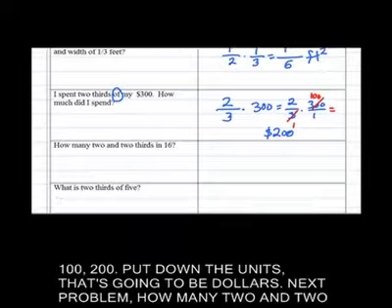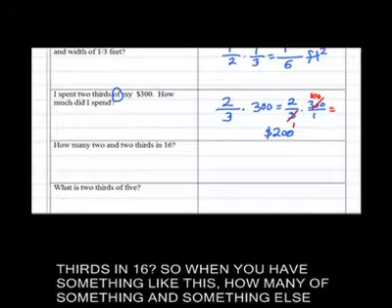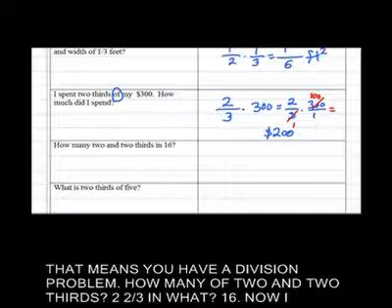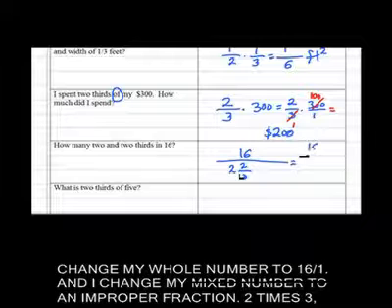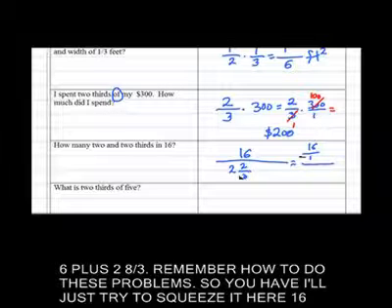Next problem. How many 2 and 2/3 in 16? So when you have something like this, how many of something in something else, that means you have a division problem. How many of 2 and 2/3 in what? 16. Now I change my whole number to 16 over 1. And I change my mixed number to an improper fraction. 2 times 3, 6 plus 2, 8/3. Remember how to do these problems?